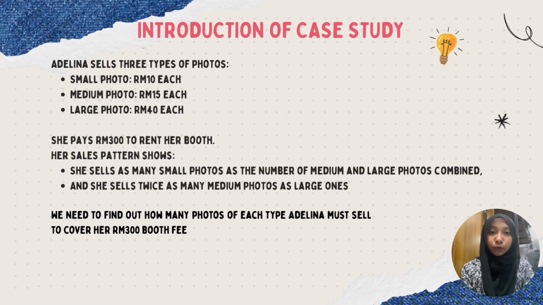Next, we move to question number 3. Adelina sells 3 types of photos which have different prices. The given information states that she pays RM300 to rent her booth, and her historical sales pattern gives a relationship between quantities of small, medium, and large photos sold. We need to find out how many photos of each type Adelina must sell to cover her 300 booth fee.